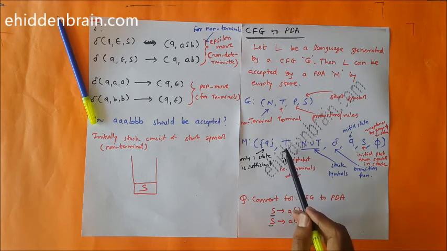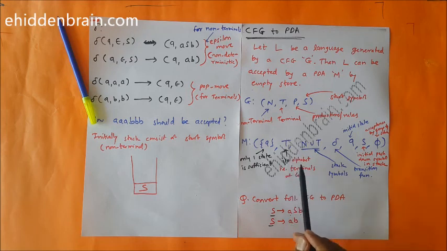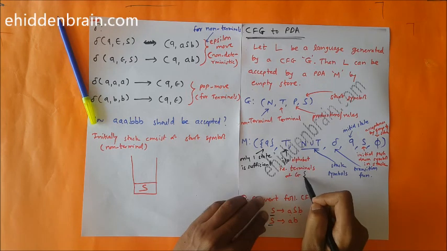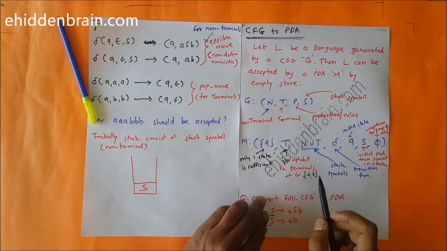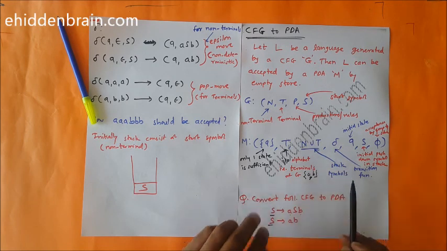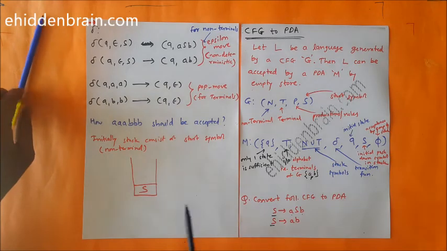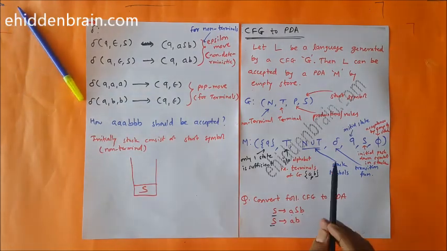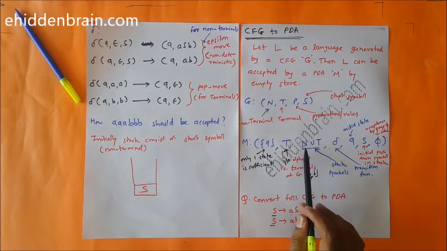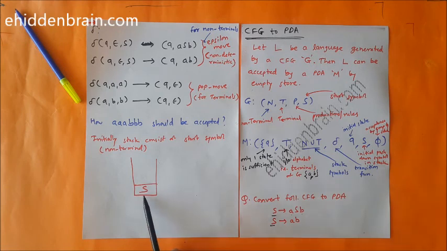Then how many input alphabets will be there? How many terminals are there? There are 2 terminals, A and B. So definitely the input alphabets will be A and B, right? Next, N union T is the stack symbols. So the stack will be there. Now the stack will consist of some symbols. What will those symbols be? Definitely some terminals and some non-terminals will be there. You can see this is a non-terminal already pushed into the stack.